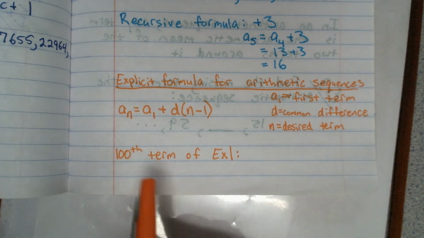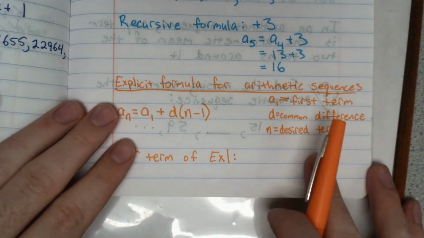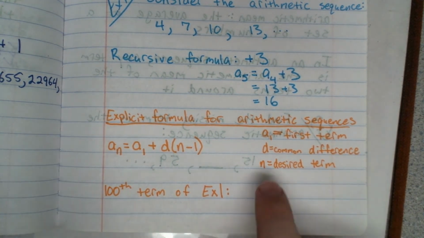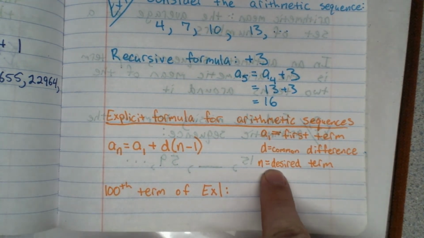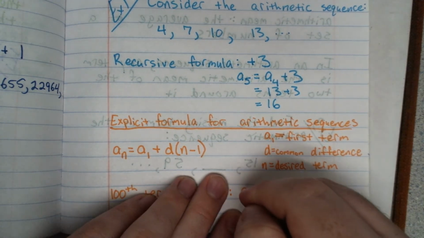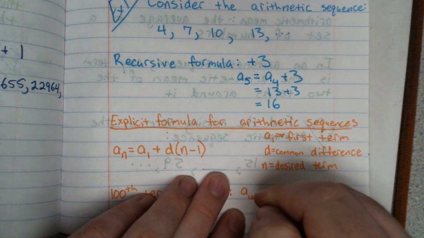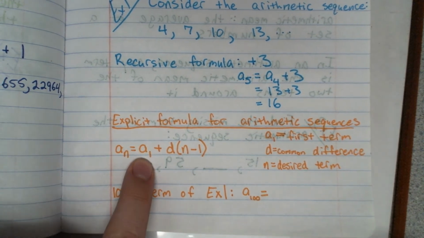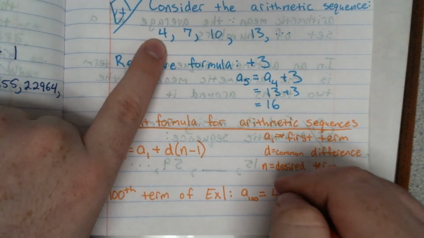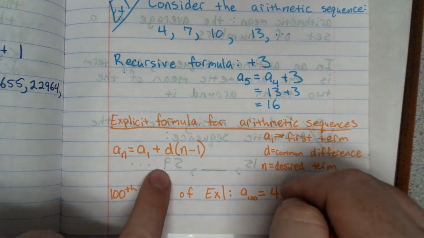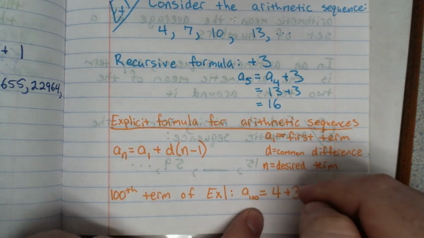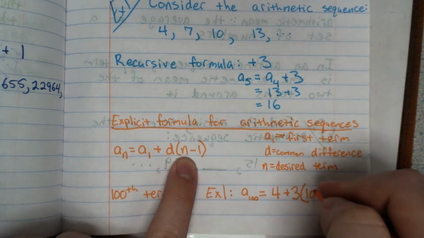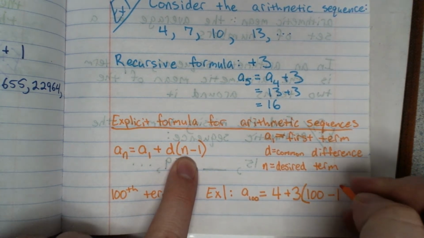So in this case, the 100th term in example 1, if it's the 100th term, we're desiring the 100th term, then we are looking for a sub 100, which would be the first term of 4, plus the common difference of 3, times the quantity n, which we said was 100, minus 1.